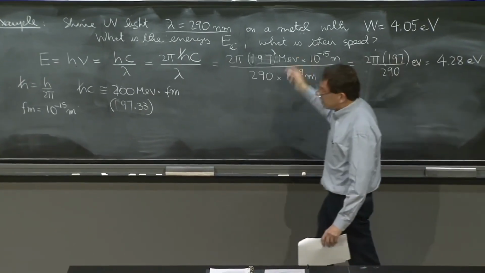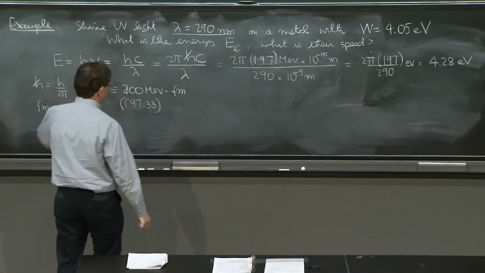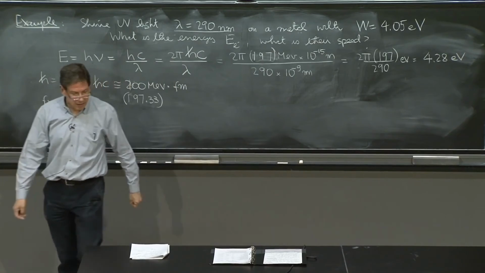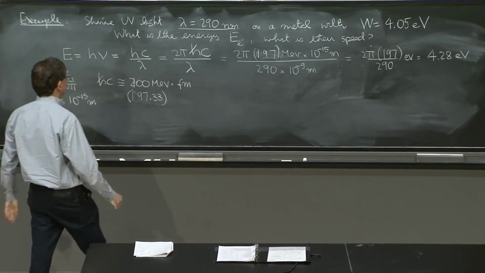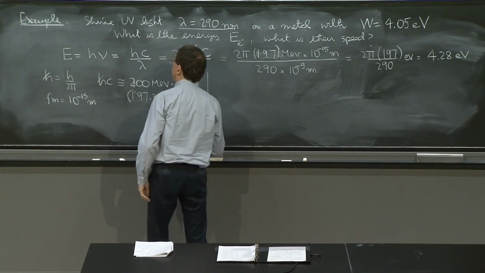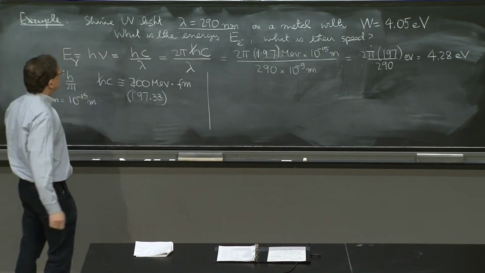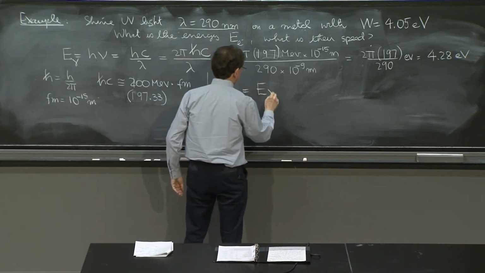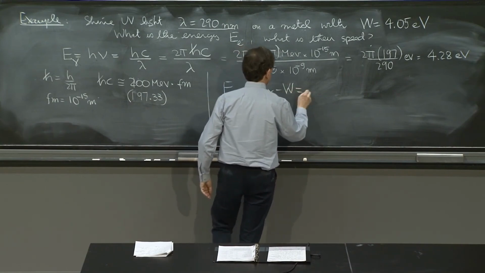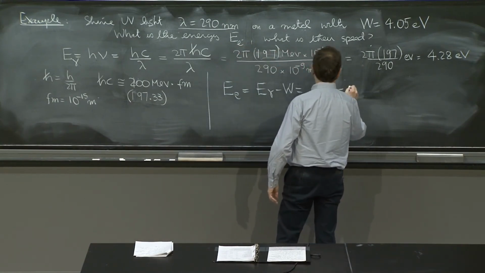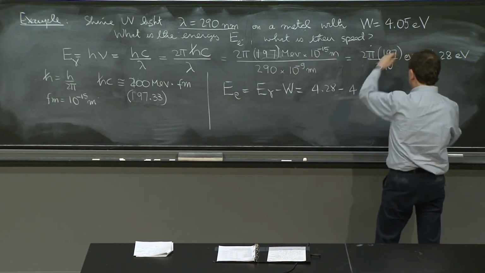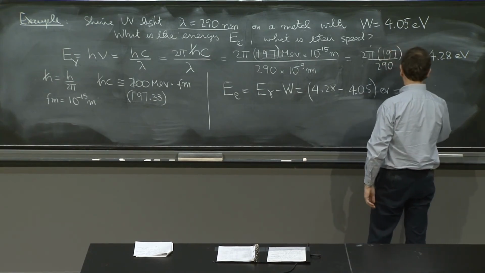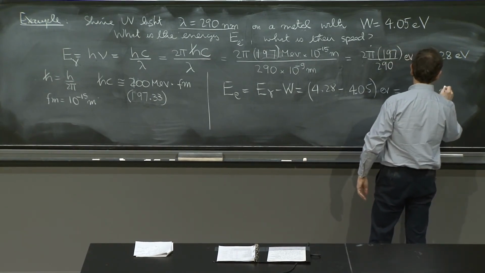And the nice thing is that the answer comes in eVs, and the work functions, everybody gives them in eVs. So it's a convenient thing. So at this moment, you have the energy of the photon. The energy of the electron is the energy of the photon minus the work function, which is 4.28 minus 4.05 eV, and it's 0.23 eV.